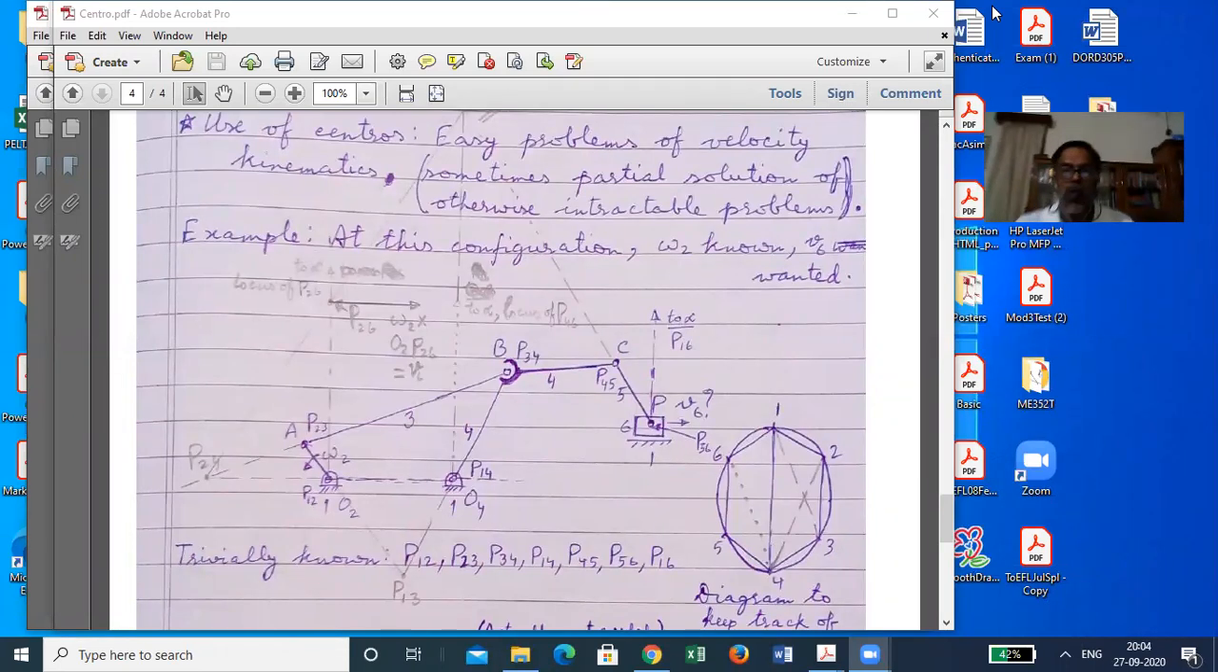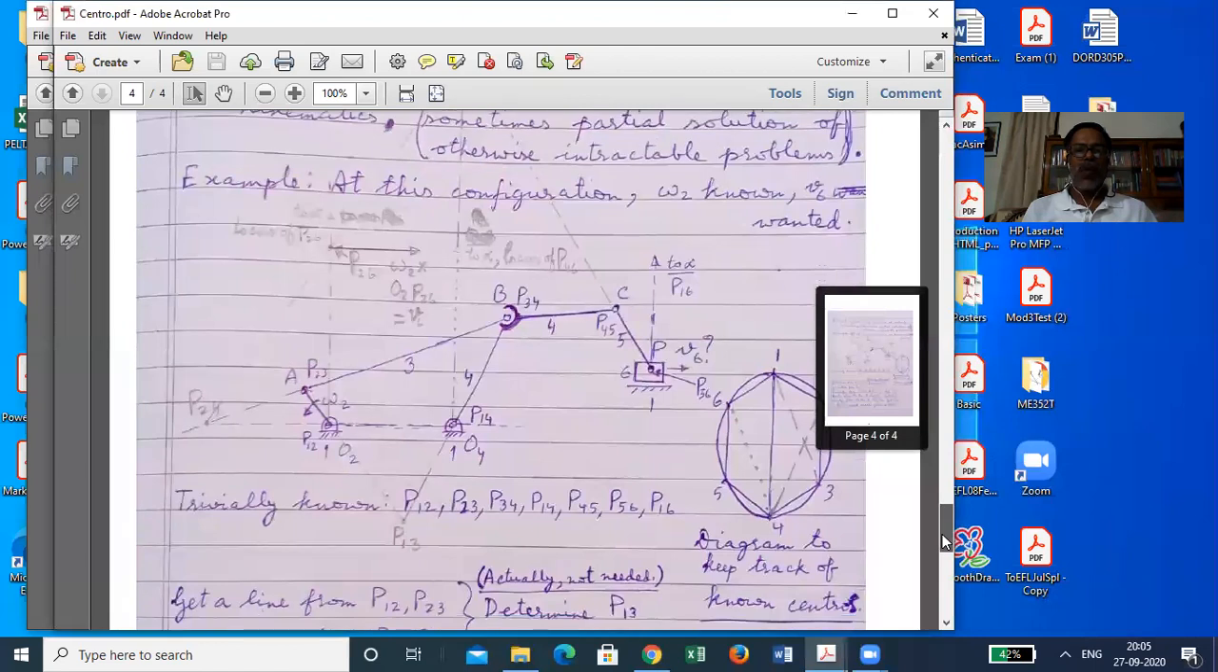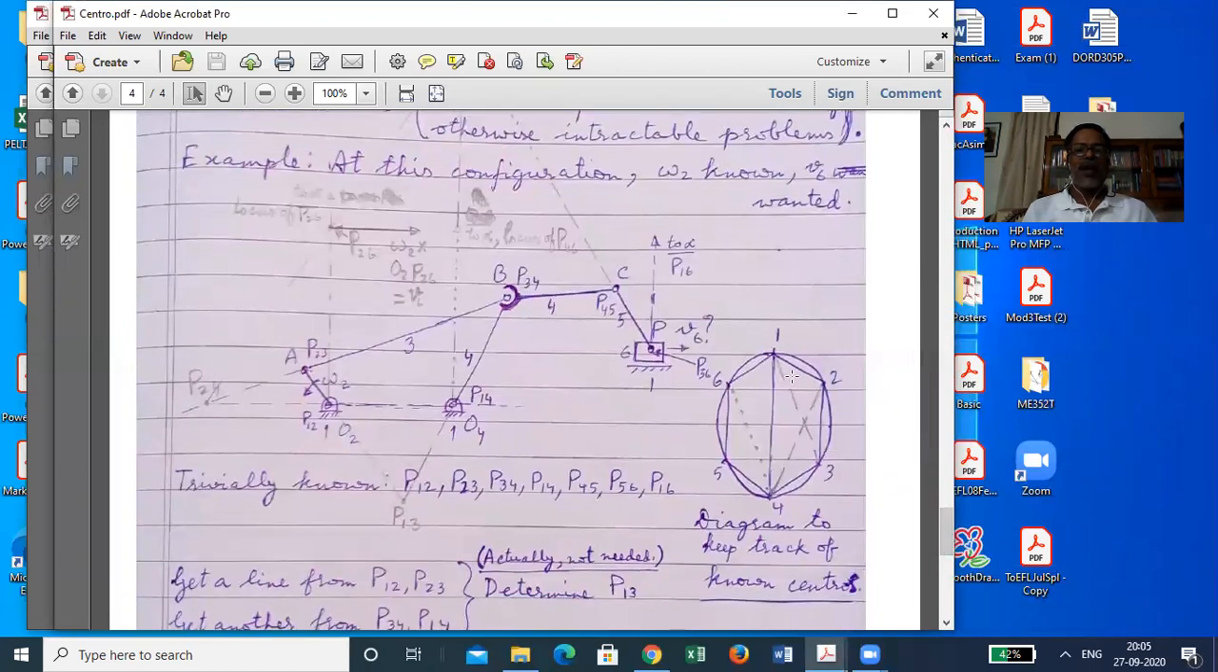So some of the centroids that you can locate very easily from basic considerations, locate first. And what we do is we make a little diagram on the side to keep track of centroids which are already located in this diagram.